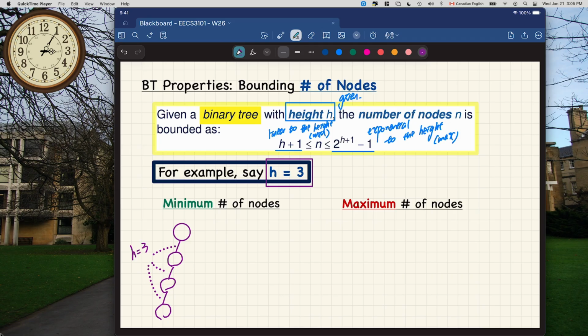So now, given that the height is already 3, I want to find the minimum number of nodes. Well, indeed, this is already a minimum.